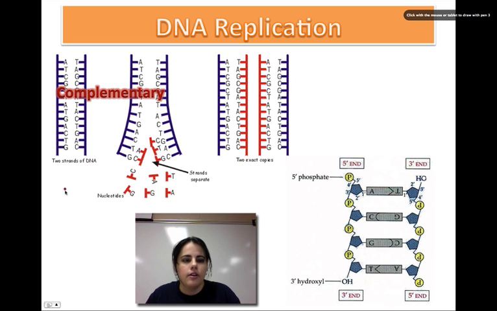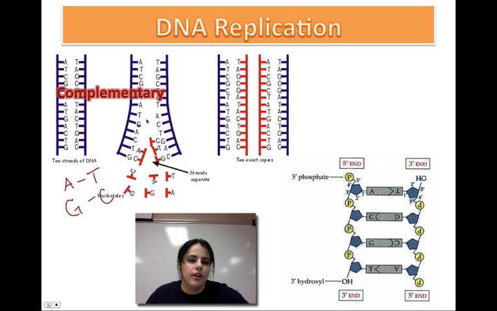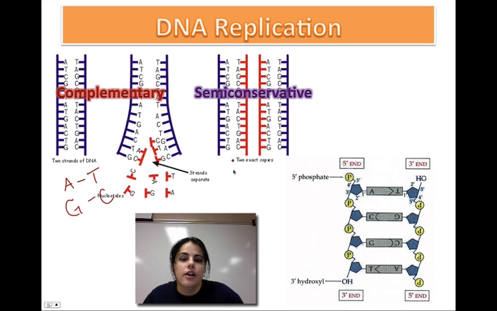Complementary, all it means is that A is complementary to T and C is complementary to G. They go with each other. And that's how you know what you could fill in to make an exact copy of what used to be there. Another term I want you to know is semi-conservative. Conservative means that in the end you get two exact copies, but these are semi-conservative. Semi-conservative means that you have half the original, so half of the old stuff, and then you get half new. So semi means half. Half of it is conserved and half of it is new, semi-conservative DNA that's made.